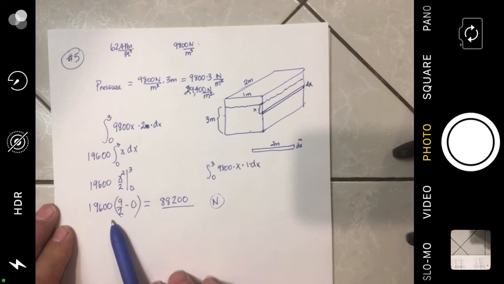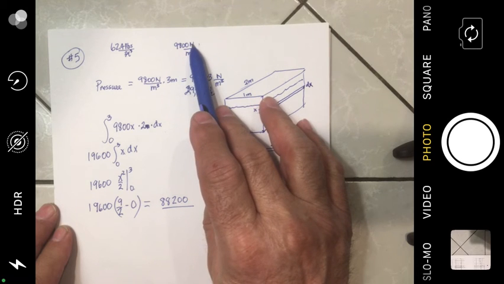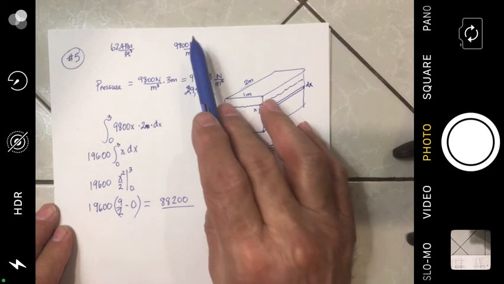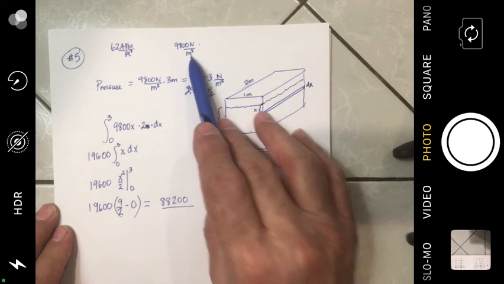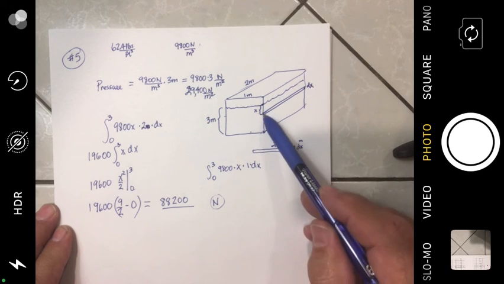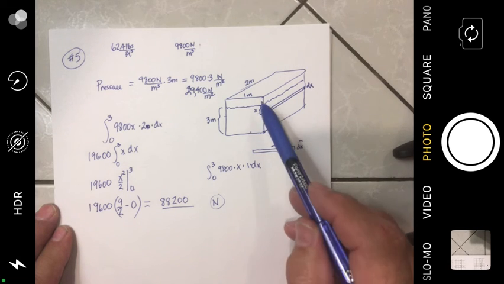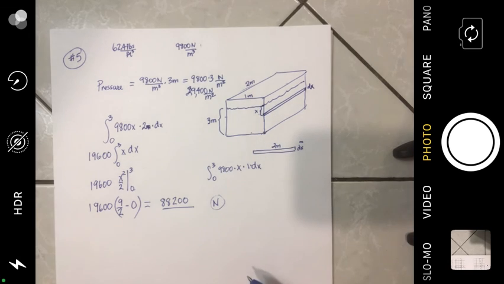Once again, that's newtons because the weight density is 9,800 newtons per meter cubed, and we multiplied by meters and by meters and by meters. Meters, and the depth. That's it. That's how simple that one is.